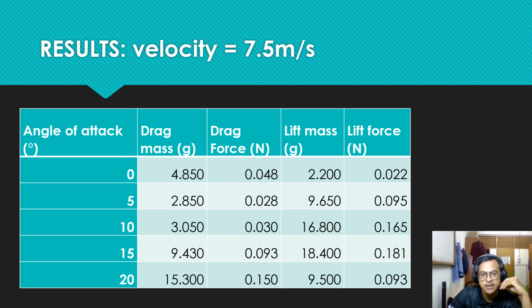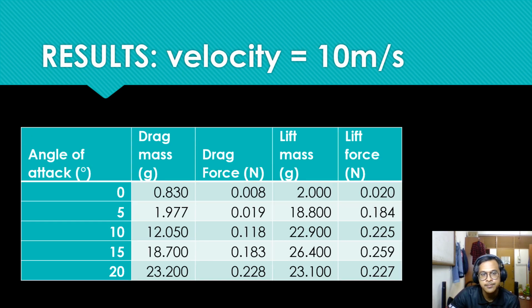For velocity equal to 7.5 meter per second, the highest drag force is 0.150, which is at angle of attack 20 degree, while the highest lift force is 0.181 Newton, which is at 15 degree. For velocity equal to 10 meter per second, the highest drag force collected is 0.228, which is also at angle of attack 20 degree, while for lift force, the highest value collected is 0.259 Newton, which is also at angle of attack 15 degree.